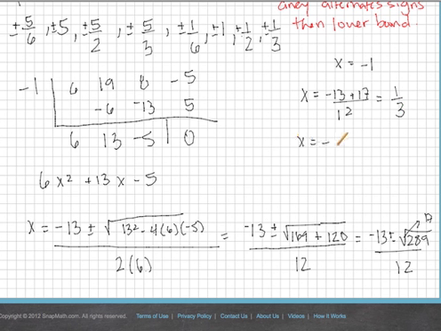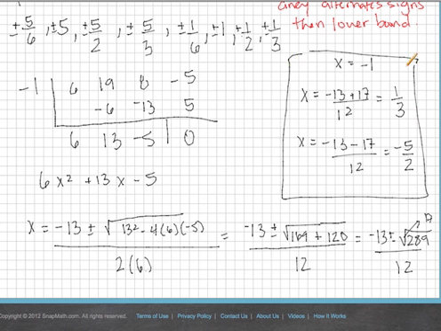And x equals -13 minus, using the other sign, 17 over 12, which will simplify to -30 over 12, which is equal to -5/2. So we now have our two negative roots and our positive real root, and these are all of our roots. And this is the final answer to your question.